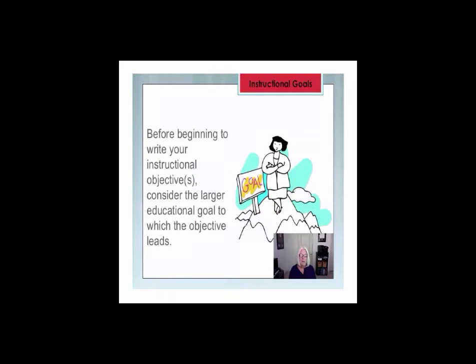Okay, once we do that, we know what our problem is. Now we need to start setting goals. And before we do objectives, which we're going to do in the next couple weeks following this week, we have to consider the larger educational goal that leads us to the objectives.